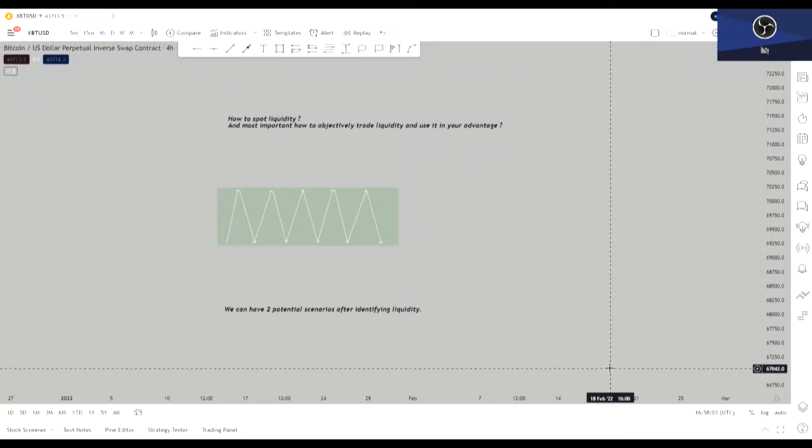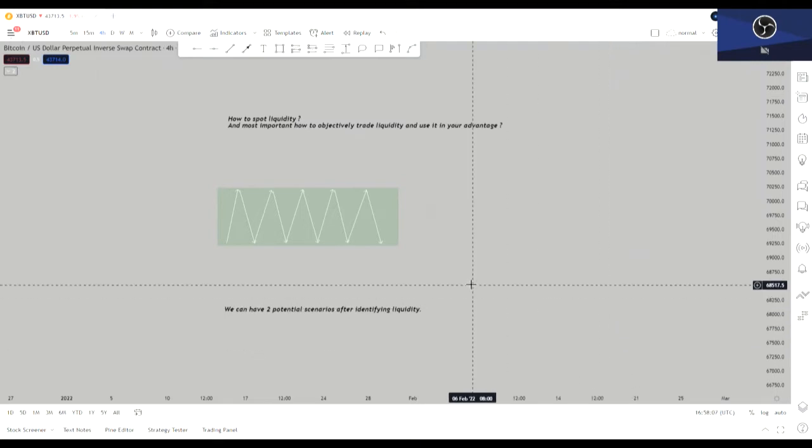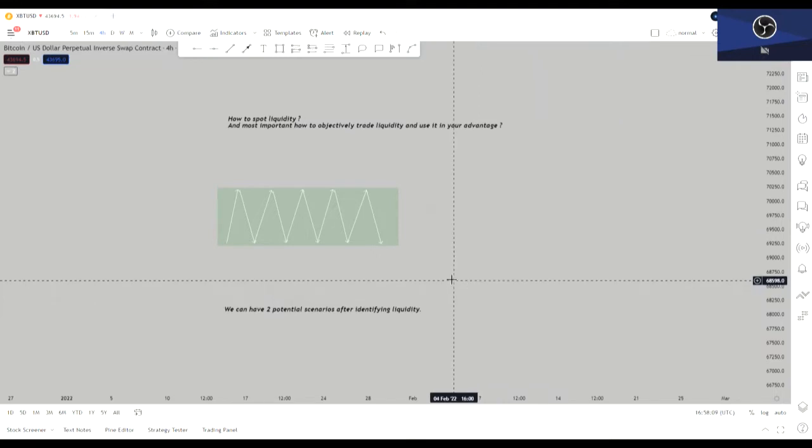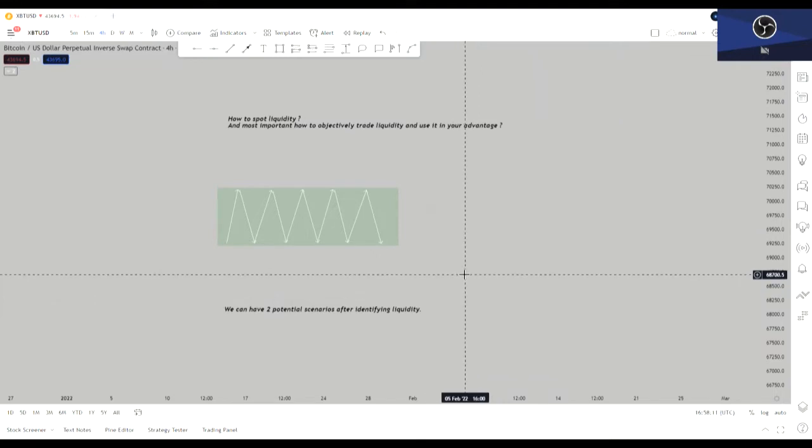So today we will talk about liquidity, a term that is thrown around a lot and is being overcomplicated, and it's not needed to be overcomplicated.